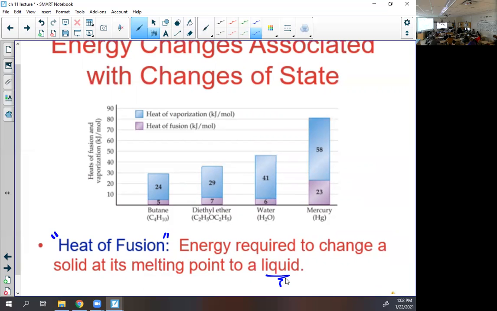From a gas or from a solid? From a solid to a liquid, at its melting point. So it's going from a solid to a liquid. So it would be the purple line right here. The heat of fusion, not the line, sorry, the box.